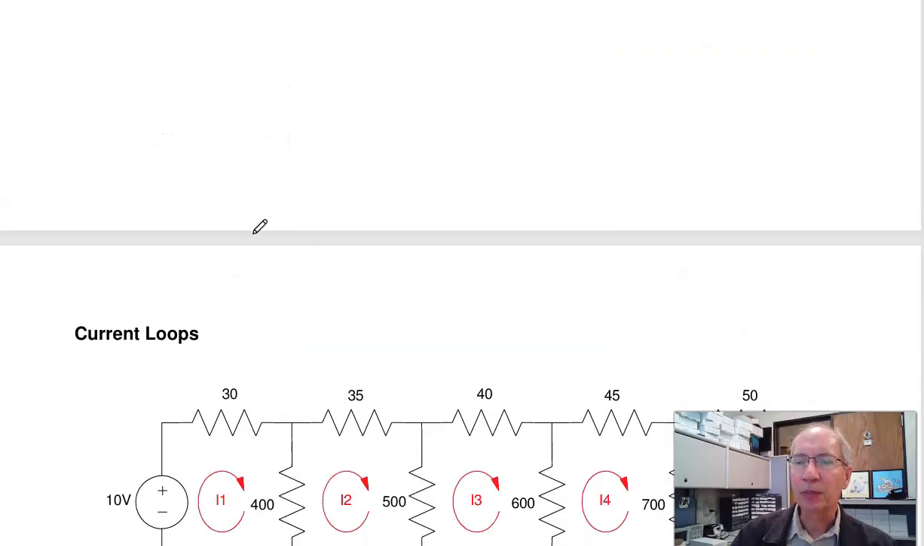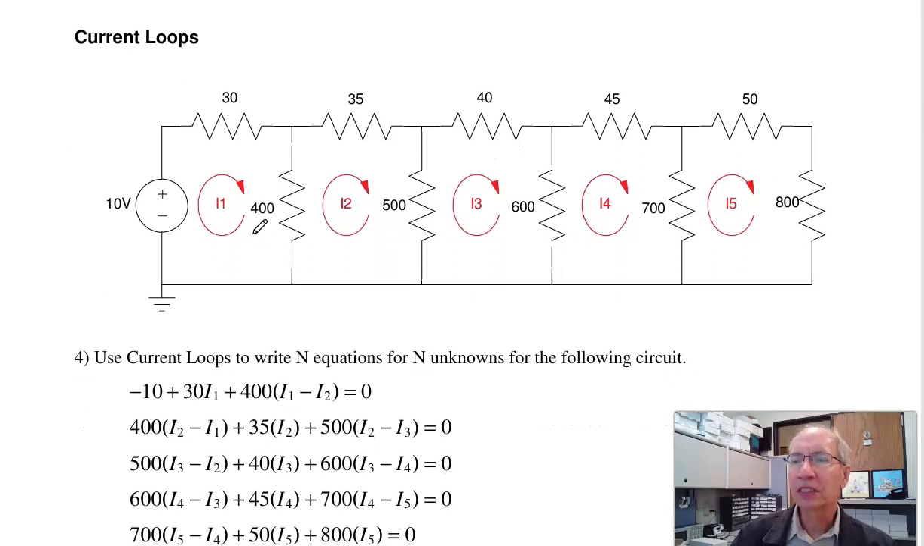So that's the first problem. The second set of problems looks at current loops. If I have a circuit like this, I've got 5 windows. I can define 5 different currents. If I put the current in each window, each going clockwise, I have 5 unknown currents. If I can write 5 equations for 5 unknowns, I can solve for I1 through I5.